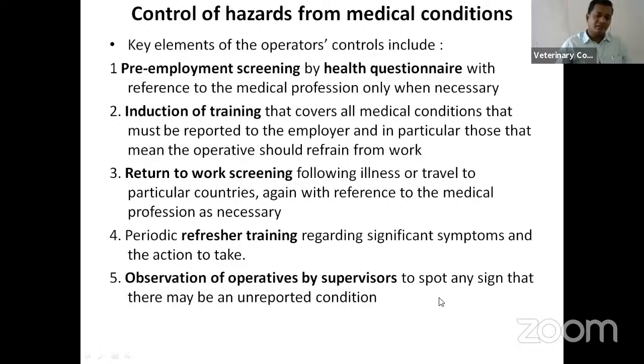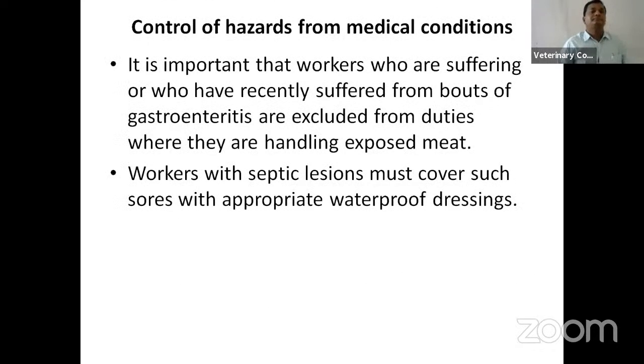Many times, habits are very difficult to get rid of. Even though we give induction training, even though we have screened them for the health elements, even though refresher training has been given, in spite of these things, there is a tendency in the human being to make mistakes. So there must be supervision by the supervisors to observe these operatives and look for any deviation with respect to their health or the vices they develop during their work, that has to be rectified and properly addressed.